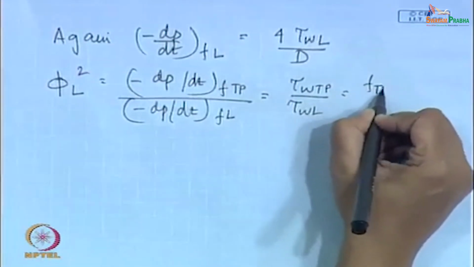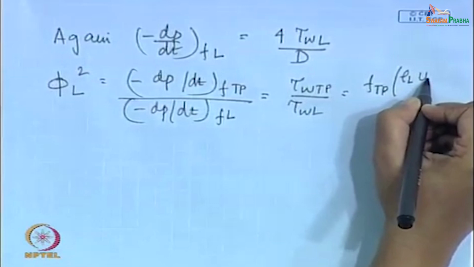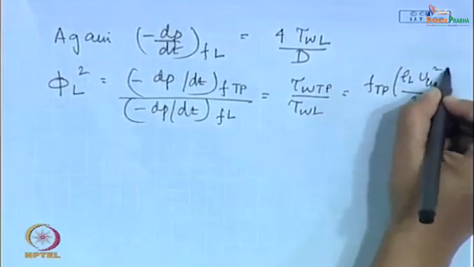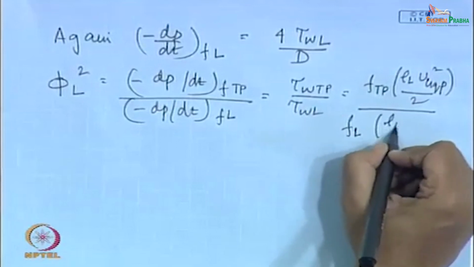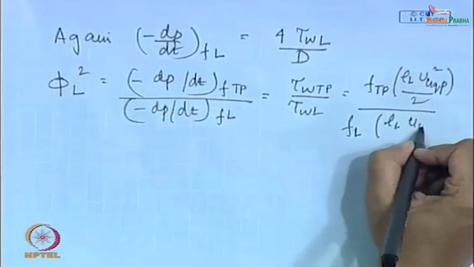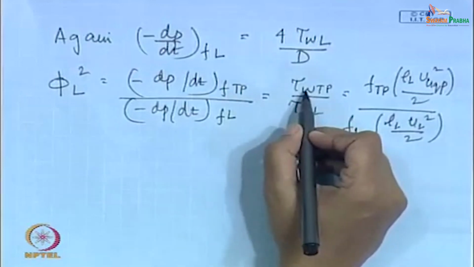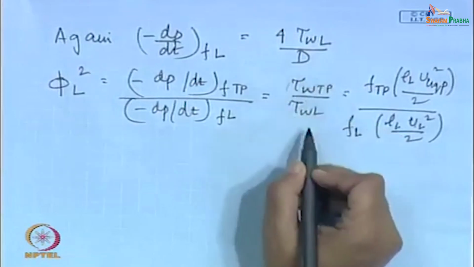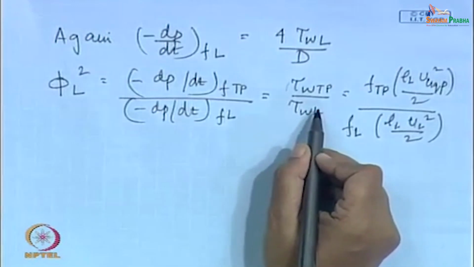This is F TP rho L U liquid portion square by 2, divided by F L rho L U L square by 2. Yes or no? Where this tau W TP is the wall shear stress when the two phases are flowing as separated flow in the pipe, and this is the wall shear stress when the liquid is flowing alone in the pipe.